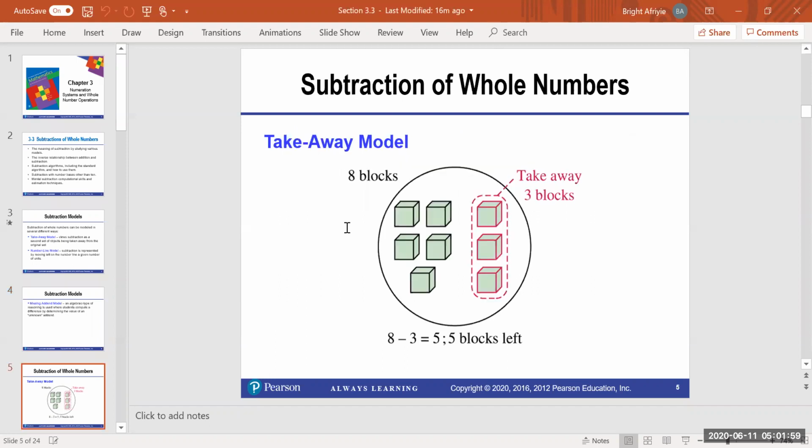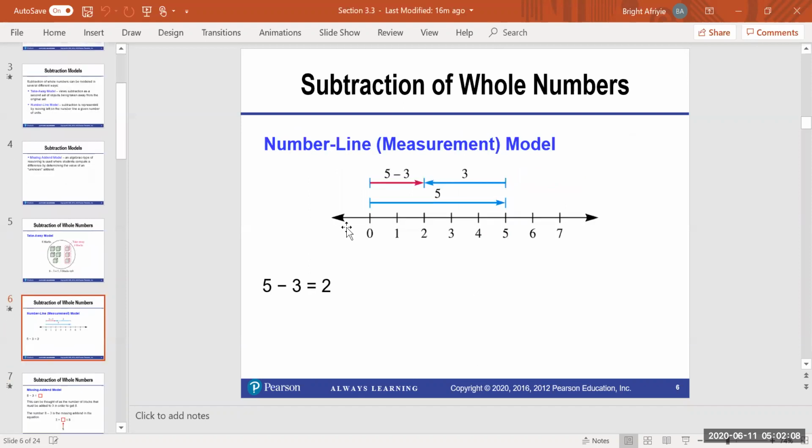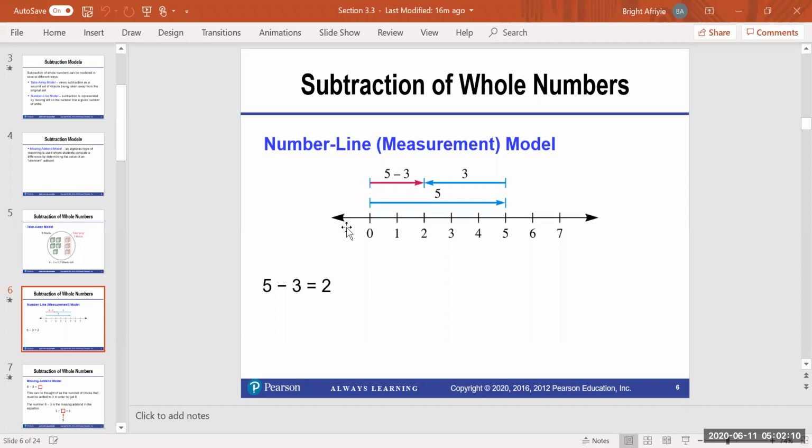Now, what we call the takeaway model. Here we have 8 blocks, and if we take away 3, we have what? 5 left. So basically just taking away.